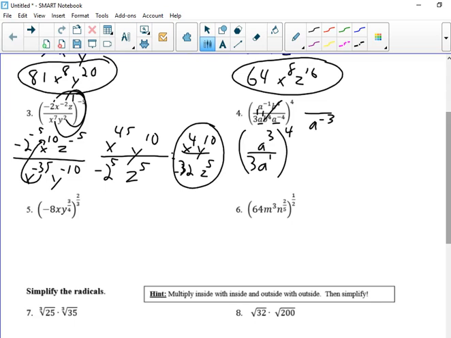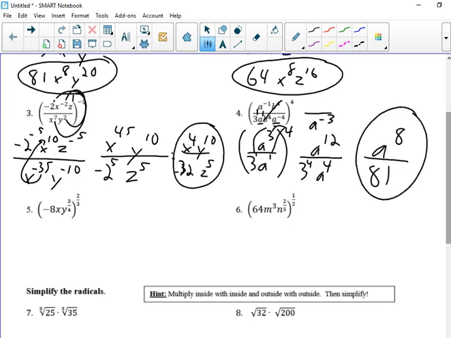So now, I'm going to multiply in here, multiply times this 1, multiply times this 1, which will give me a to the 12th, 3 to the 4th, a to the 4th. Now again, where do I have more a's? On the top. How many more? 8 more. And then 3 times 3 is 9, times 3 is 27, times 3 is 81.